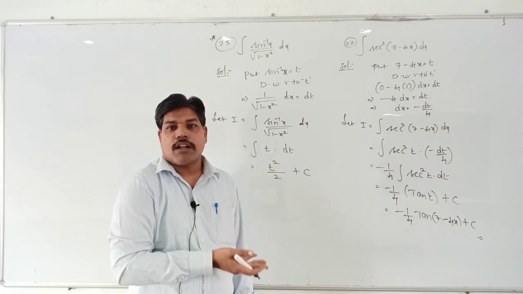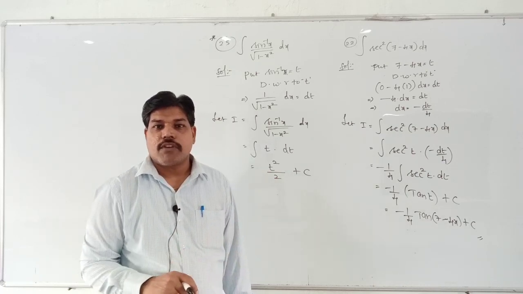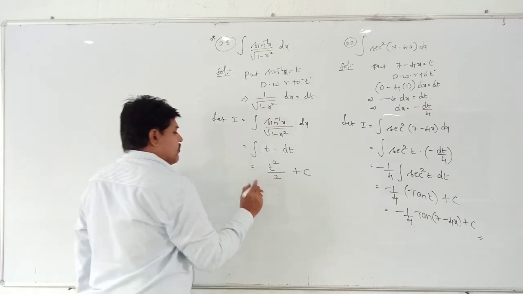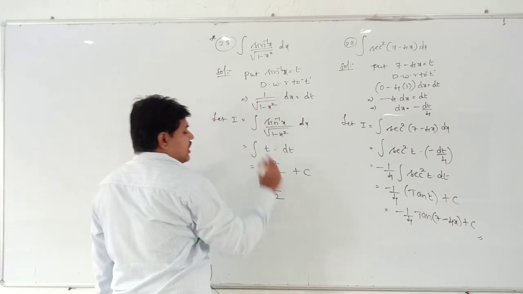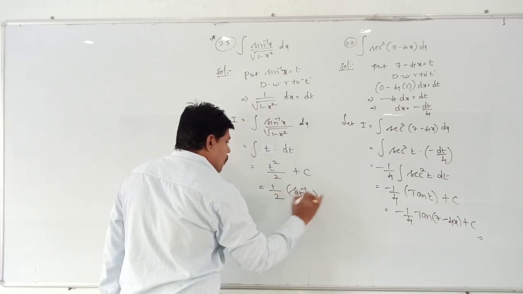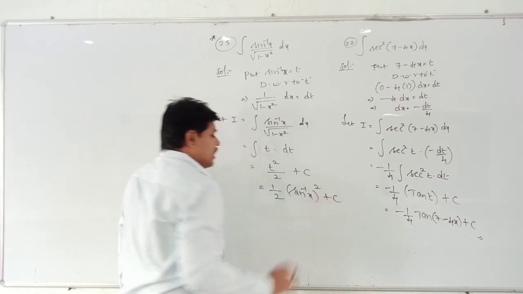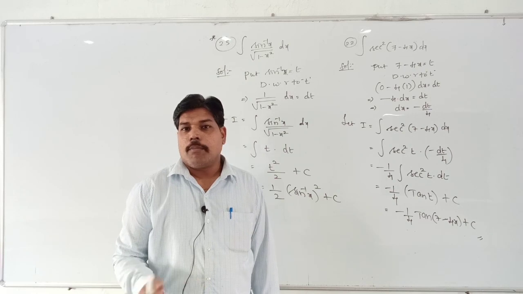Here t power is 1. So 1 plus 1. T power 1 plus 1 by 1 plus 1. That is nothing but t square by 2. So what is the t value? That is nothing but 1 by 2 into t. T is nothing but sin inverse x. So you can write it as sin inverse x whole square plus c. 1 by 2 into sin inverse x whole square plus c.